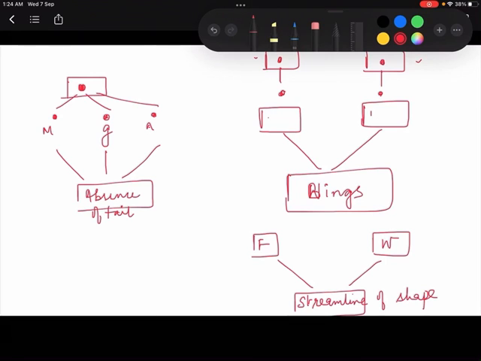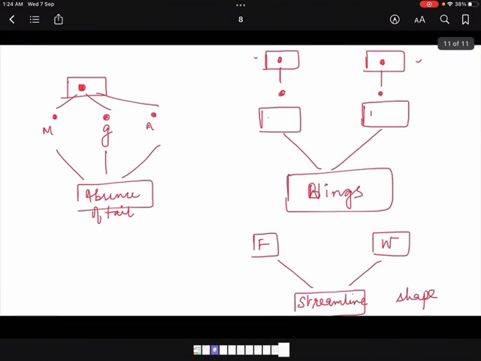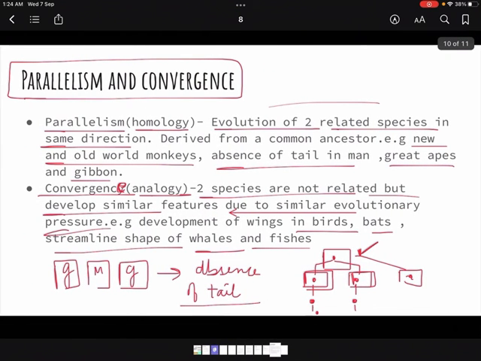Sorry, what have I written? Streamlined shape of body. So this was all about convergence and parallelism. With this we are done with 1.4, and soon I'm going to come with the next lectures.